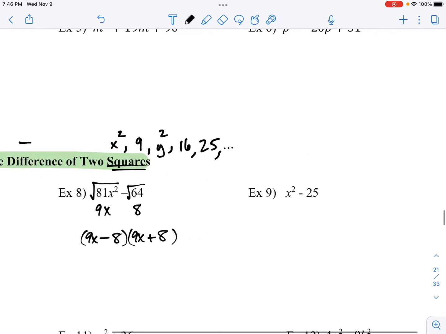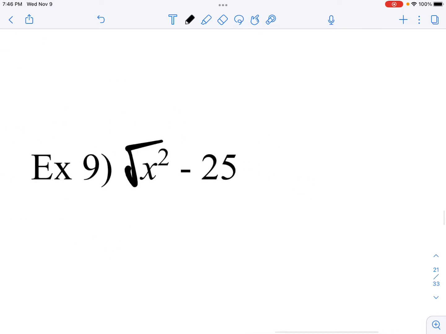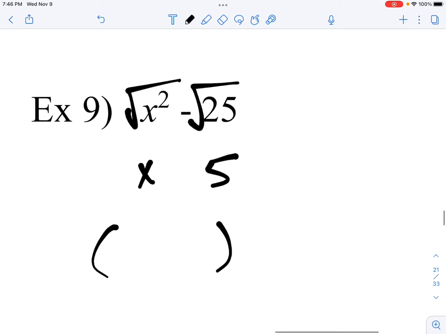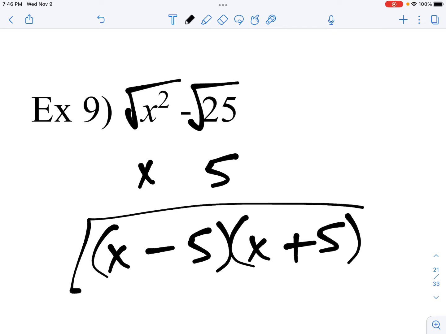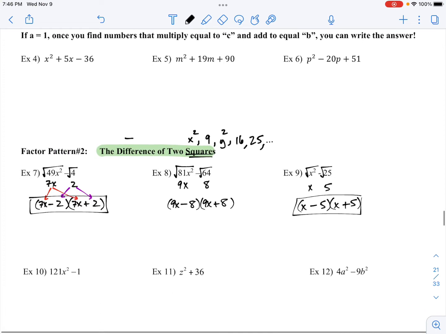Let's do a couple more. How about this one? I'm going to unsquare this stuff. There's no number there, it's just a 1, so I still just get 1x. When you unsquare x squared, you get x. And same thing here, unsquared, you get 5. Really, really fast. One of your parentheses has a minus, one of them has a plus. I'm going to write the x in the first part of both parentheses, and the 5 in the second part of both parentheses. x minus 5, x plus 5. There's our answer.